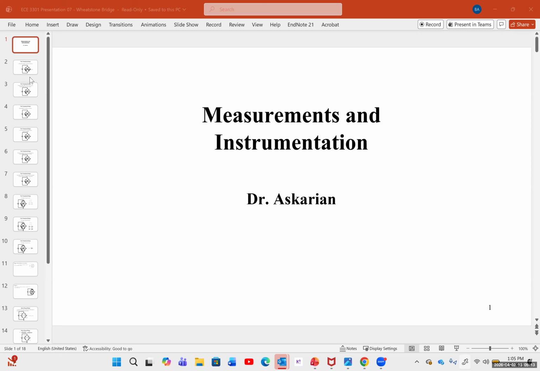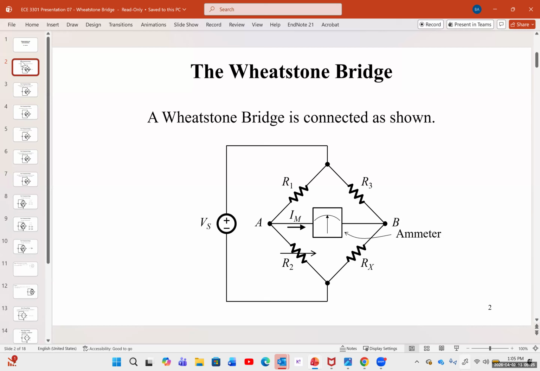Usually on the FE exam, you would always have one question on the Wheatstone bridge, and it's a very simple question that you can solve. And usually it's a balanced bridge. Now, the Wheatstone bridge is connected as shown. It has 4 resistors, one on each arm, and in the middle we have an ammeter or a voltmeter. It could be either an ammeter or a voltmeter.